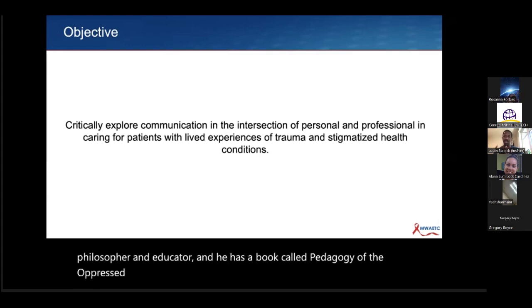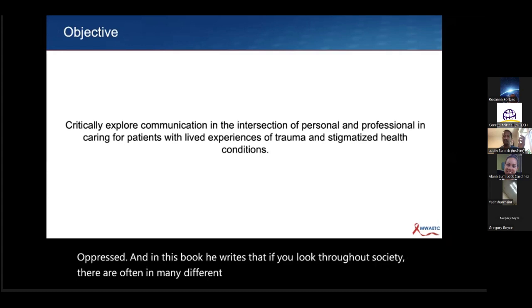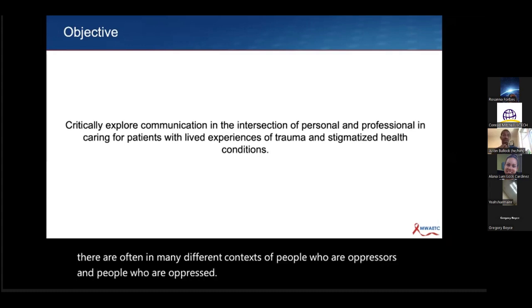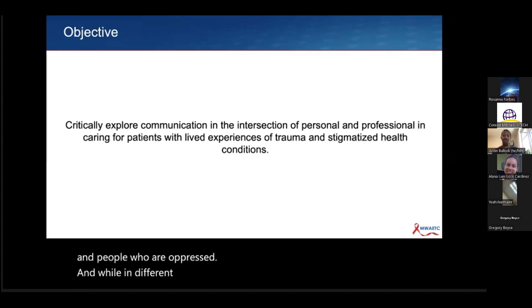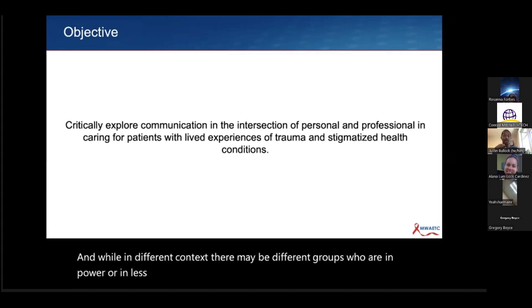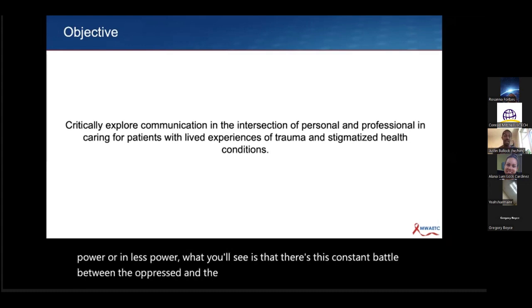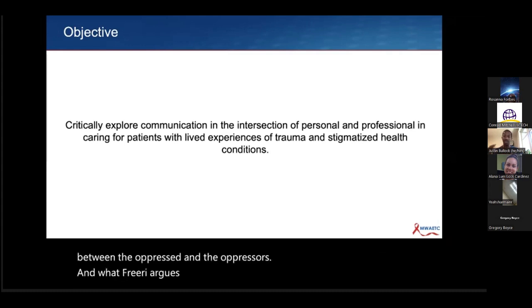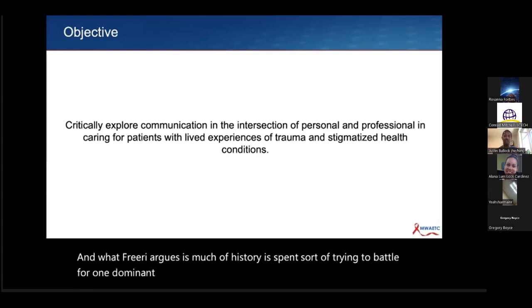In this book, he writes that if you look throughout society, in many different contexts, there are people who are oppressors and people who are oppressed. While in different contexts there may be different groups in power or in less power, what you'll see is a constant battle between the oppressed and the oppressors. What Freire argues is that much of history is spent battling for one dominant group, but in order to truly change society, we must exit this battle.